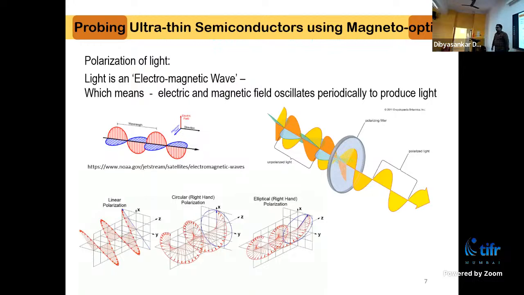If I put another polarizer, by the way, I have a polarizer, I will test whether it is polarized or not. But what will happen if this is polarized light?